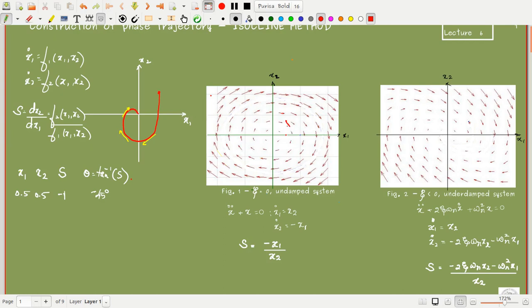How will you draw an angle of minus 45 degrees? If you consider this as a horizontal line, and I draw the slope at minus 45 degrees, that means it has to go in the anti-clockwise direction. This shows minus 45 degrees. If I take it in the clockwise direction, it is plus 45, plus theta.